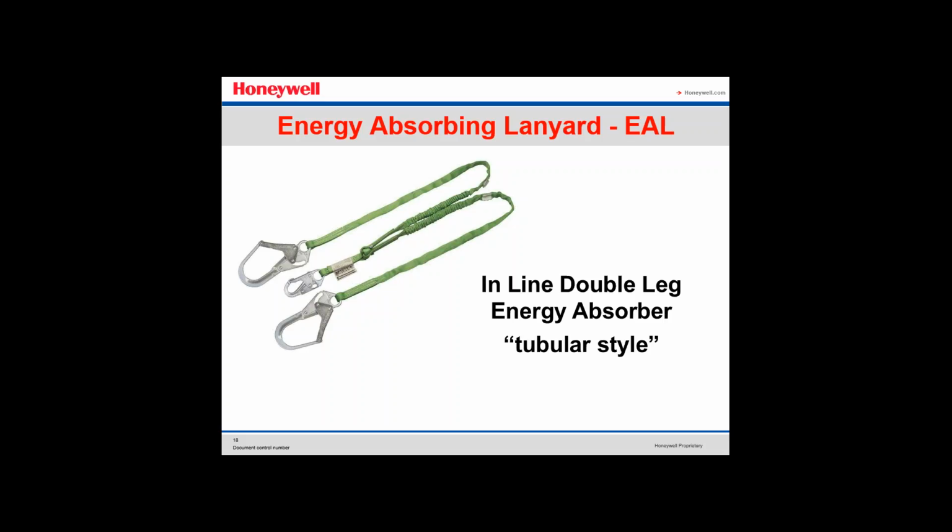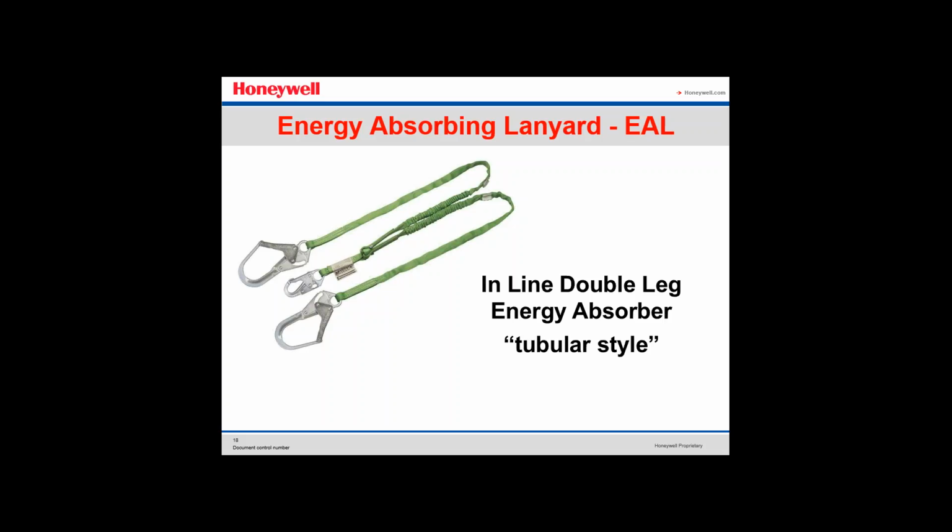The reason I put this slide in here is that this is not a connection point for two people. And believe it or not, I see people say, well, here, you connect this to your dorsal D-ring, and I'll connect to the big hook, and we'll both be on the same energy absorber. It doesn't work like that. This unit is an individual unit. It's for one worker. It just gives you that 100% connection capability.